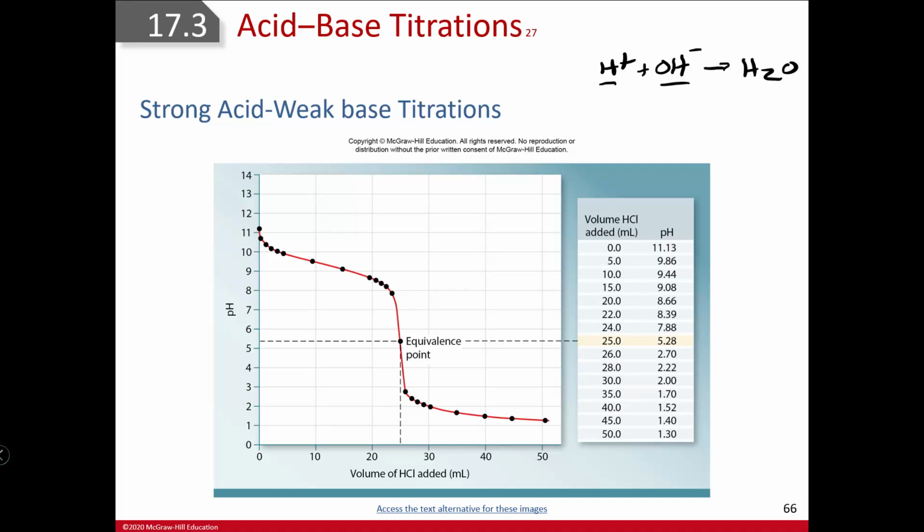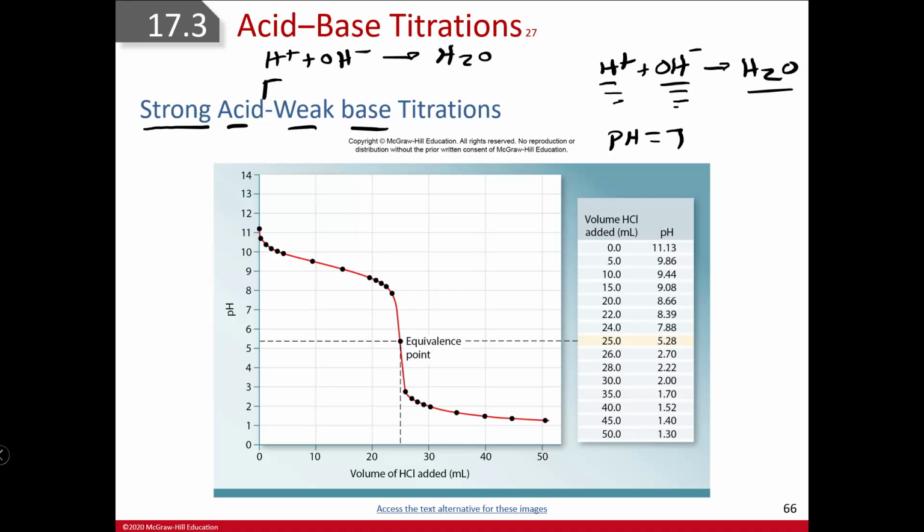And so once we've added just enough base to consume all of the acid, the equivalence point would occur right at pH of 7 because that's what the pH of pure water is. Then we talked about titrating a weak acid with a strong base. And when we do that, yes, the hydrogen ion gets consumed by the hydroxide ion, and that forms water, and that would be a pH of 7.